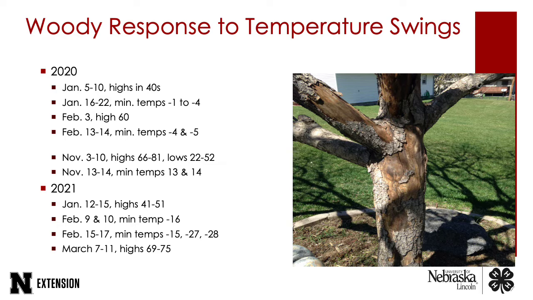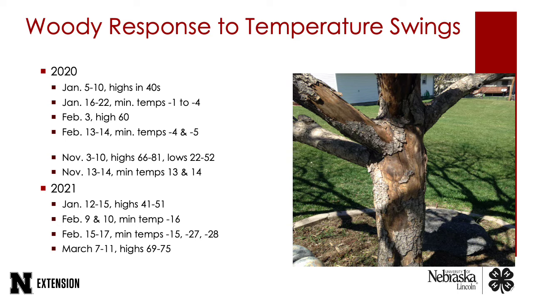Then in February of that year, we were back up in the 60s. February 13th to the 14th, our minimum temperatures again were -4, -5. Then in the fall of 2020, we had pretty moderate temperatures in the early part of November, with daytime temperatures in the upper 60s to 80s and nighttime lows in the 20s to the 50s.